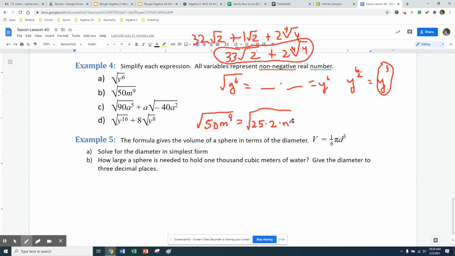And then m to the 9th would be m to the 8th times m. So we'd have 25 times 2 times m to the 8th times m, and now we've got our perfect square of 25, and we've got our perfect square of m to the 8th. So perfect square comes out. Perfect square of 25 is 5, and m to the 8th is going to square root to m to the 4th. And then keep your leftovers underneath your square root symbol, which would be a 2m.